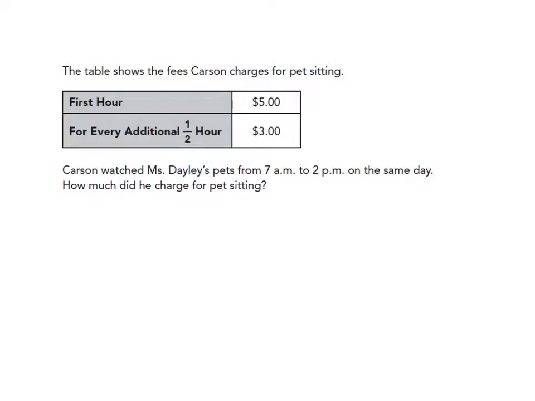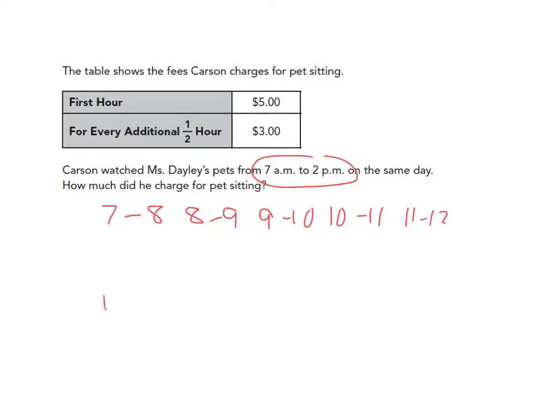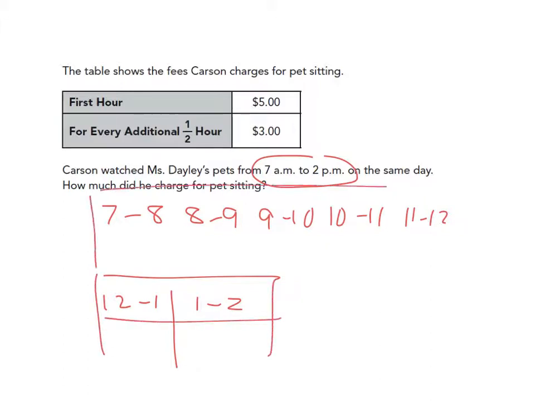Okay, so what I'm going to do first is figure out how much time I'm dealing with. Looks like I'm going from 7 a.m. to 2 p.m. So I'm going from 7 to 8, and 8 to 9, and 9 to 10, and 10 to 11, and 11 to 12, and then 12 to 1, and 1 to 2. So these are all chunks of time that I'm going to be using to solve my problem.